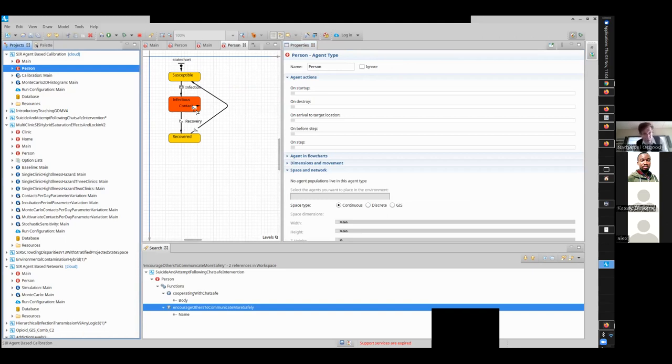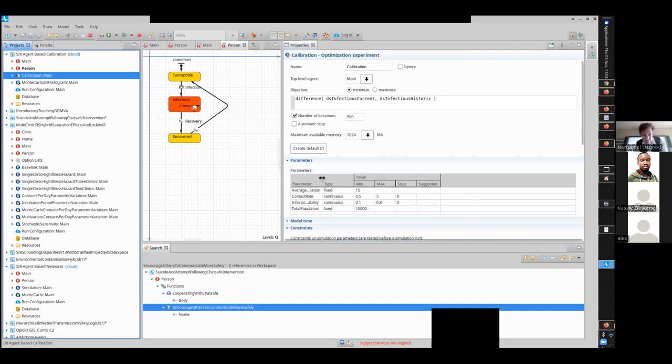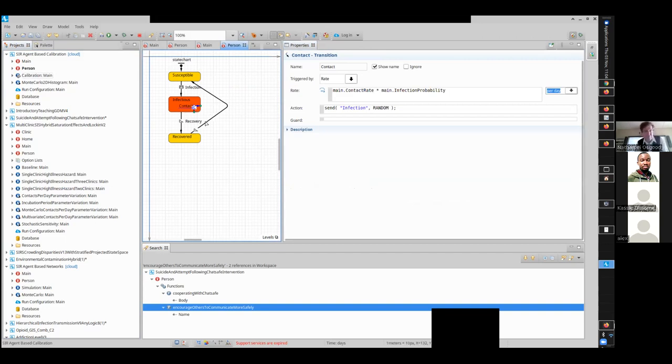So here's a model. I would note that we have this contact rate and infection probability here. And if we go look at the contact rate, where are the contacts occurring? Double click on person here. And you could see contacts are occurring within the infectious state. When people are infective, they have contact with others, right? And what is their rate of contact? Their rate of contact is contact rate times infection probability.